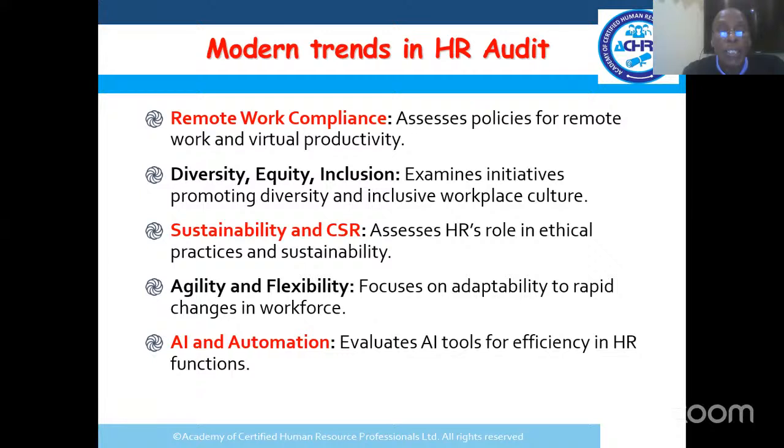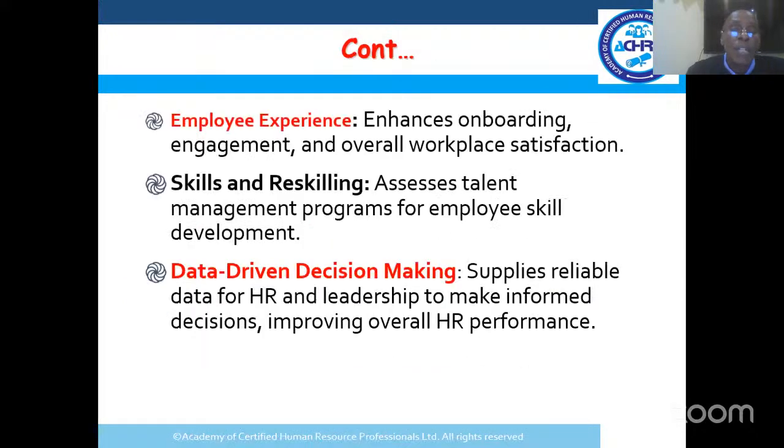So we can comfortably say that AI can be effectively used in HR audit, so that we are able to assess the effectiveness of our HR functions and what can be done to improve these systems. Now, we are moving towards employee experience as one of the key aspects of employer branding.